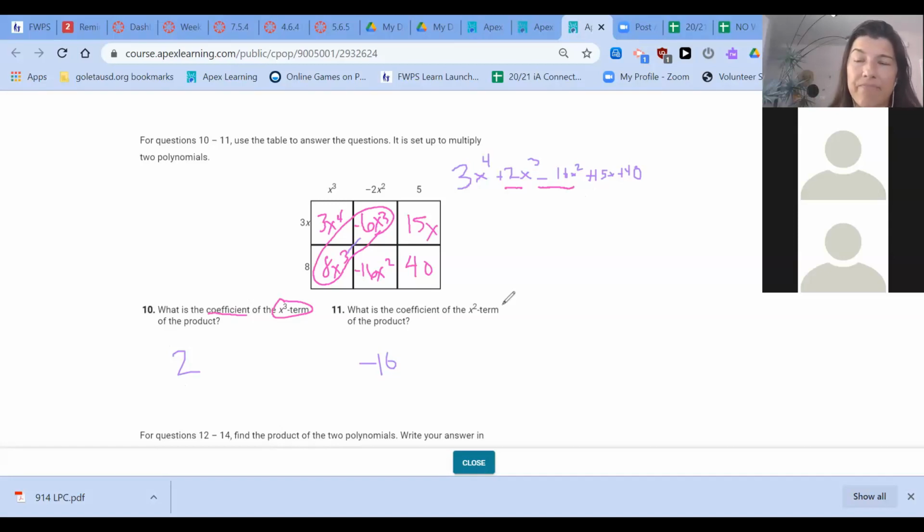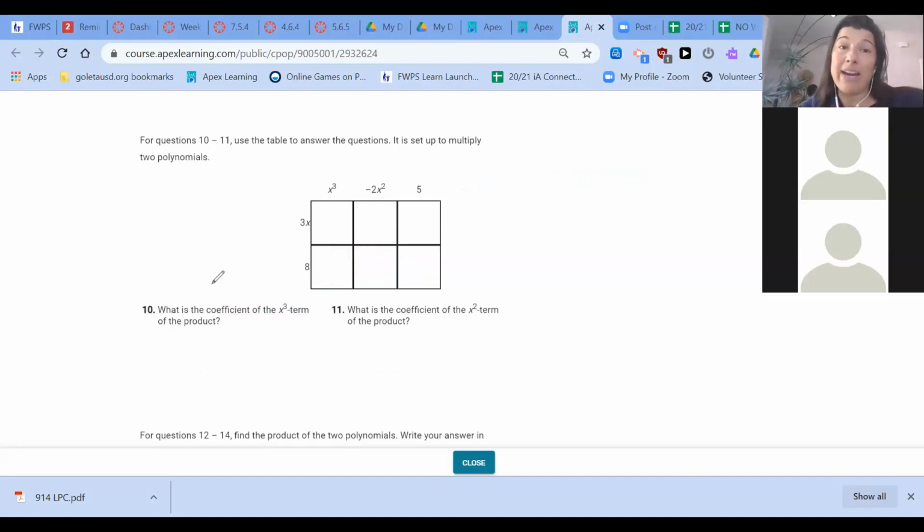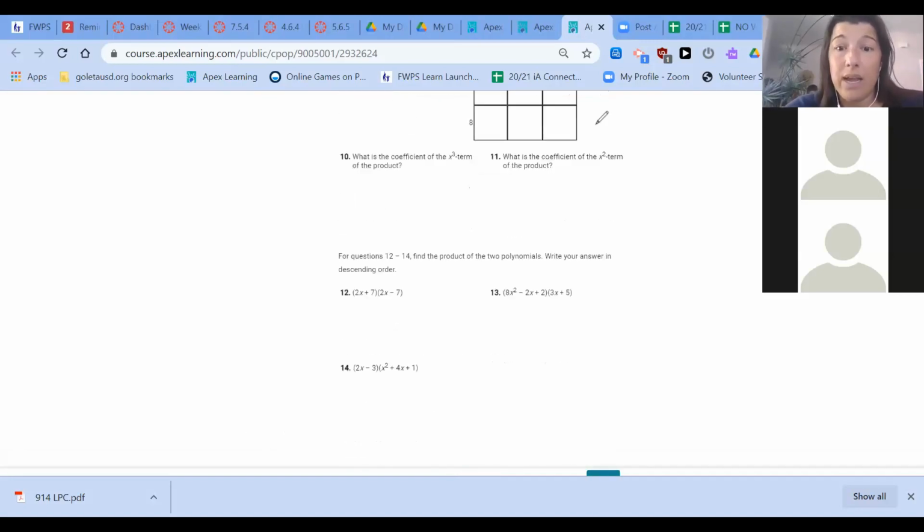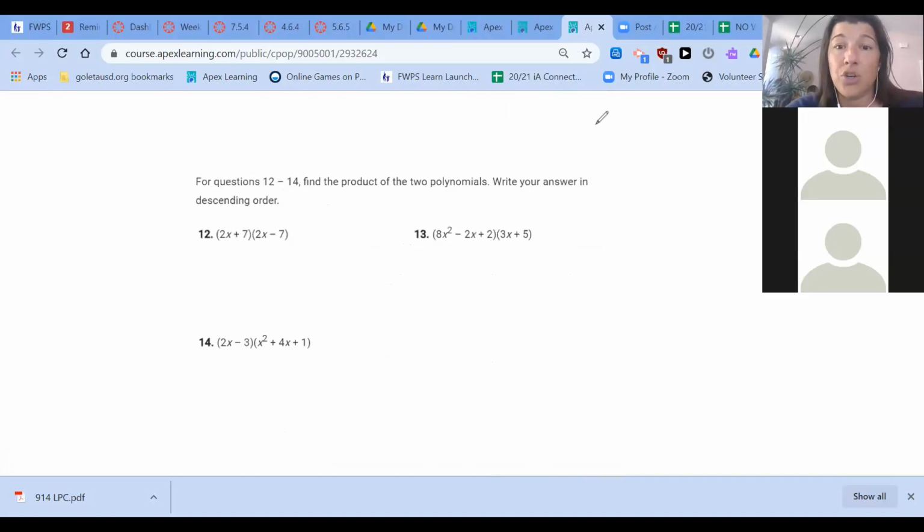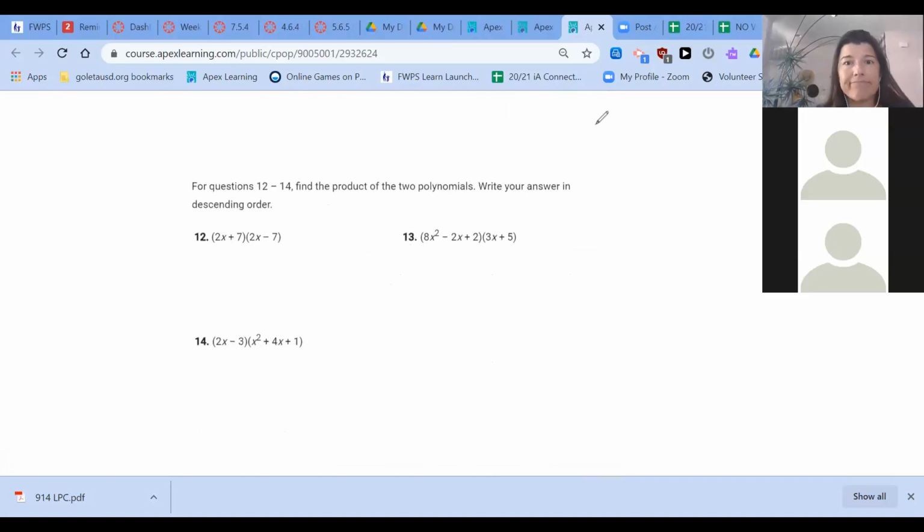You're doing really good. I really like the box thing. You like that versus having it out in FOIL form, which is great because you can always put something in a box method. So on these next ones that we're going to look at, you can set these up in box method if you want. And that's your work. Okay.